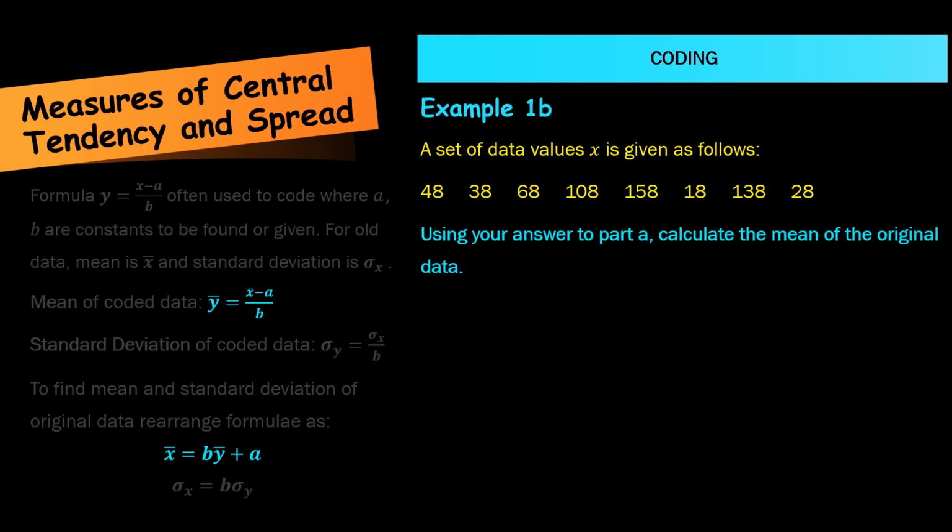And now for part B. Using your answer to part A, calculate the mean of the original data. Notice that 2 formulae have been highlighted. They are both rearrangements of each other.